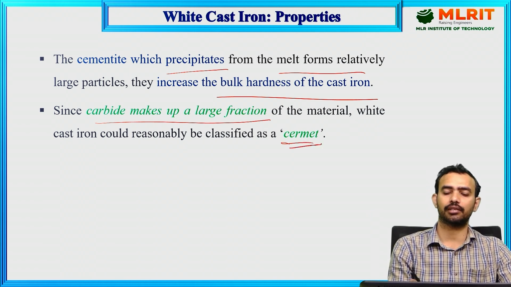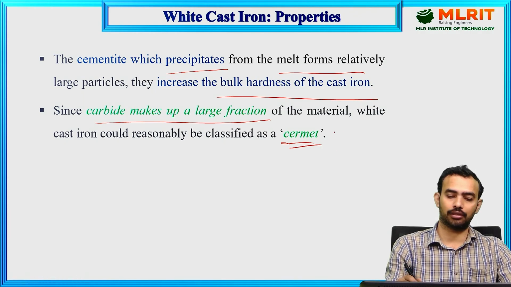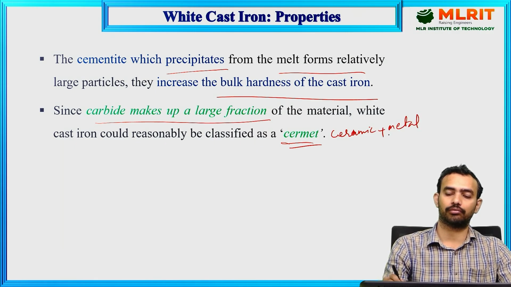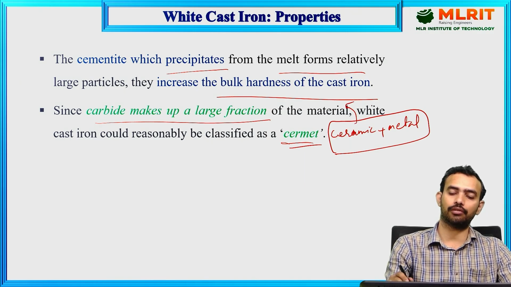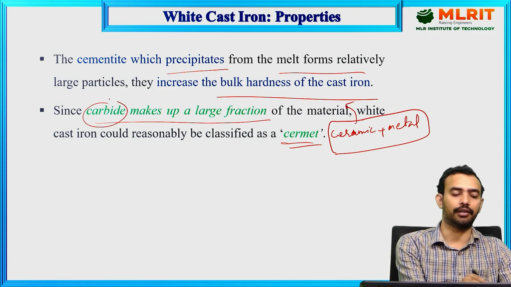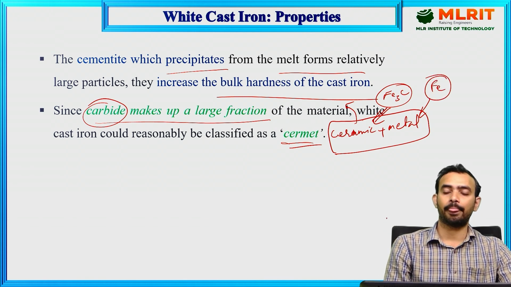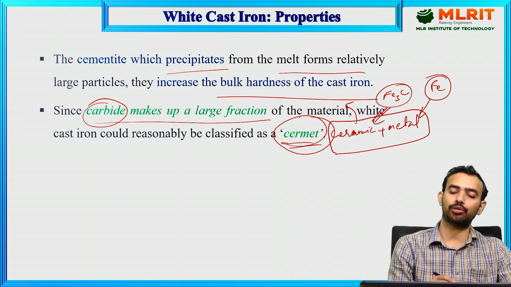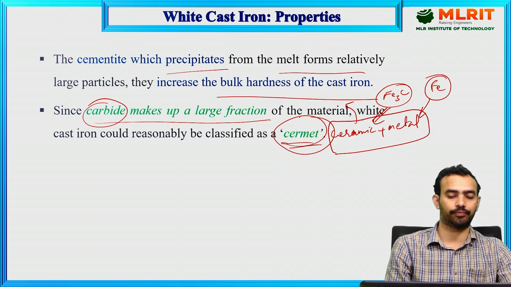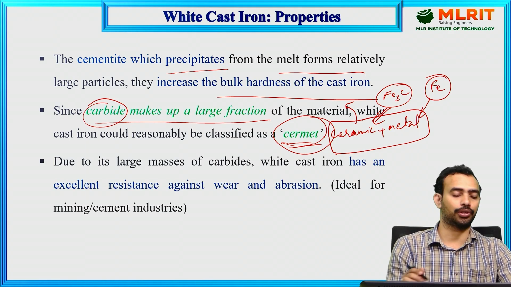What are cermets? These are basically ceramic plus metal. So we call it cermet. Why is it ceramic? Because of carbide, Fe3C. Fe3C is the ceramic part, I would say, and the metal part is because of the presence of iron. So this white cast iron can also be termed a cermet because of its large portion of carbide.